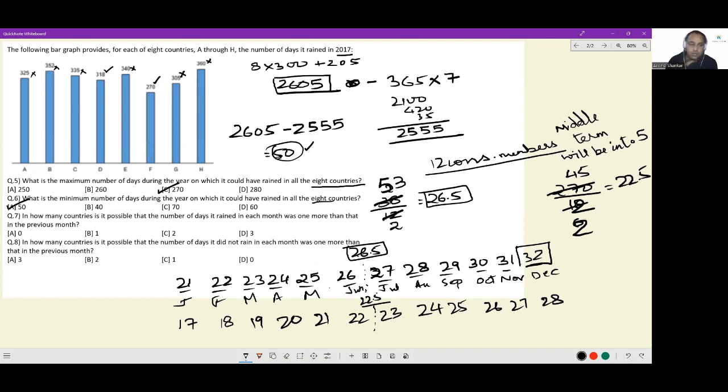Everything is possible. So, in how many countries is it possible that the number of days it rained in each month was one more than the previous month? Answer will be option B. Work is done.